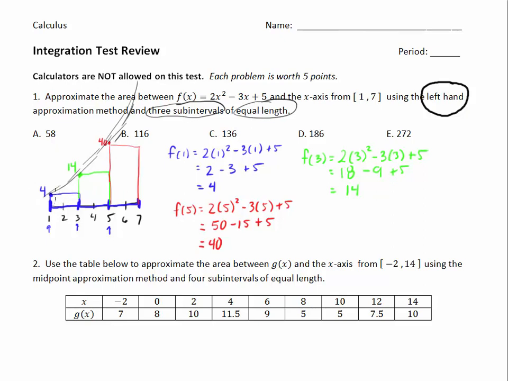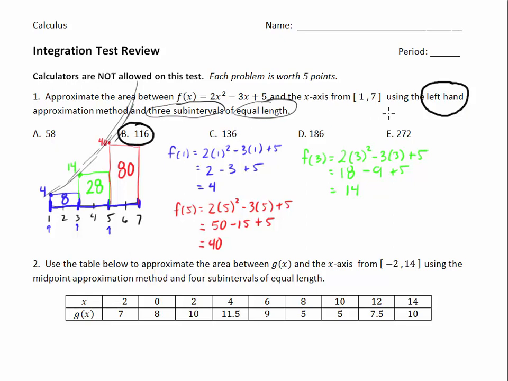So in this rectangle right here, we've got a height of 4, a width of 2, that's 8 units. In this rectangle, we've got a height of 14 and a width of 2, that's 28 units. And in this rectangle, we've got 40 by 2, that's 80 units. So add all 3 up, we got 80 and 28 make 108, and 8 more make 116. And that'll be our answer for that.